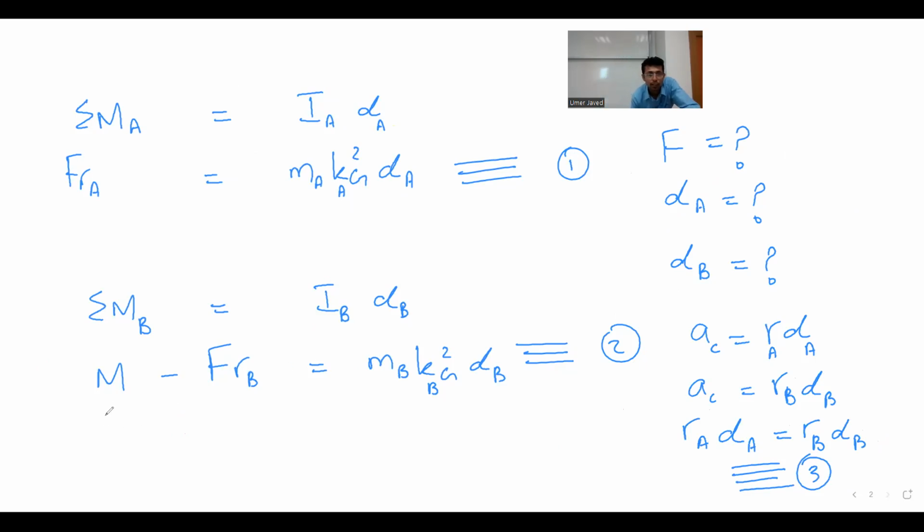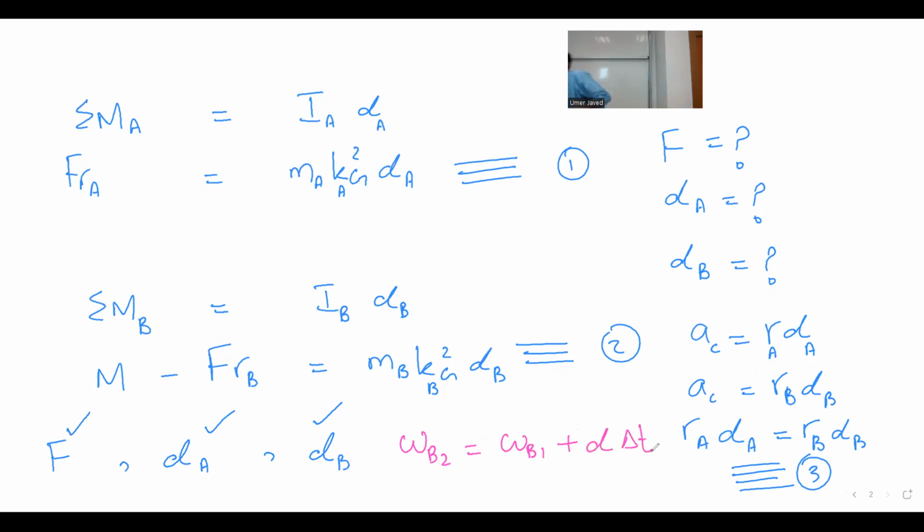Now that you have F, alpha A and alpha B, we have to find omega B2. So omega B2 will be omega initial plus alpha delta T. What is the limitation of this equation? That alpha has to be constant. If it's not constant, you are not allowed to use these equations. Then you will have to perform integration.